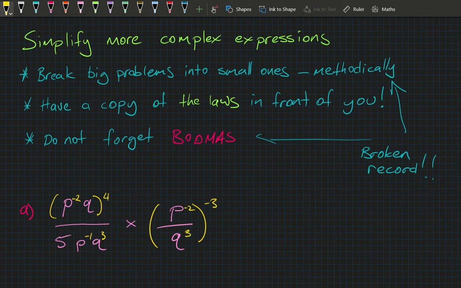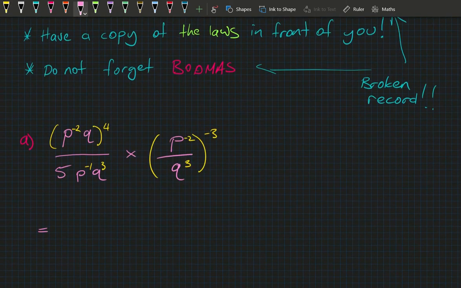Goodness me. Okay, so following the steps of BODMAS, I'm going to use index laws 3 and 4, and maybe 5 as well. Following the BODMAS rules of using the bracket first, we'll now expand those brackets. So the numerator for the fraction on the left now becomes p to the minus 8 times q to the 4. The denominator in this fraction doesn't change.